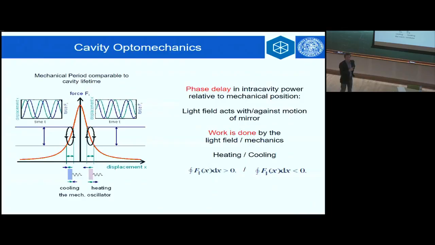If my cavity is a very good cavity, then the circulation of my light inside the cavity goes on for much longer. And if the decay time of the cavity is on the order of the frequency of the resonator, then there's a lag. The displacement would be coming first, and then a little bit later the power change. So therefore, I get a force on the particle that has a velocity dependent contribution, if you like, a derivation of the mechanical resonator, and I can apply work on the system.